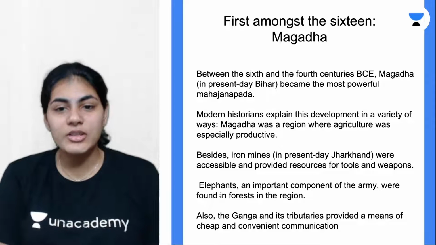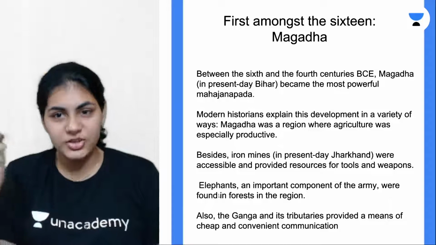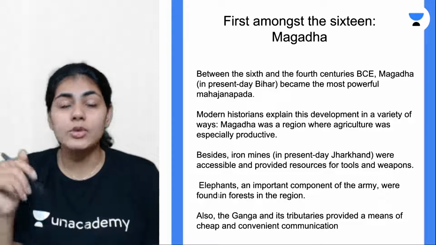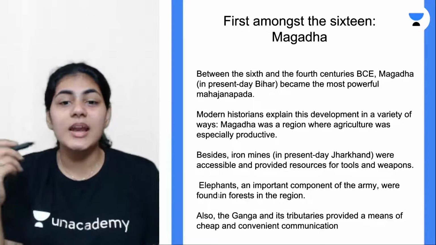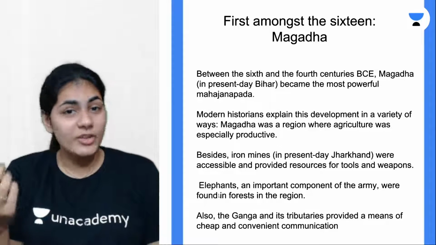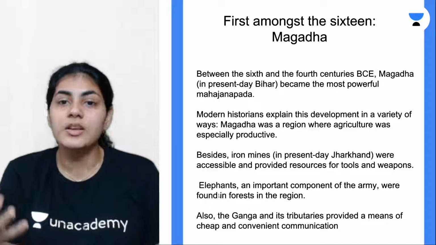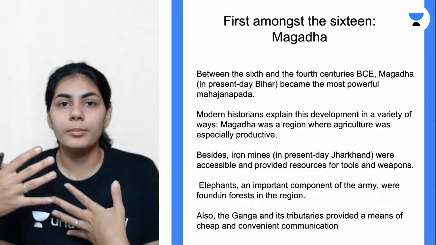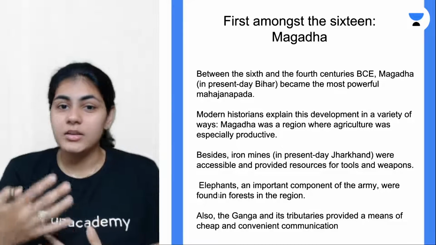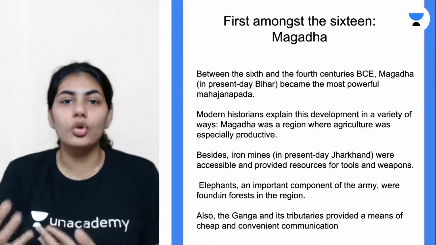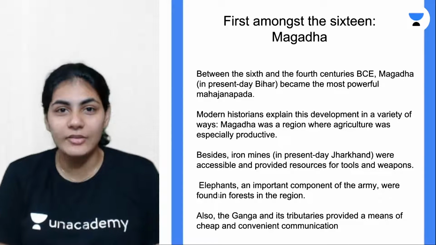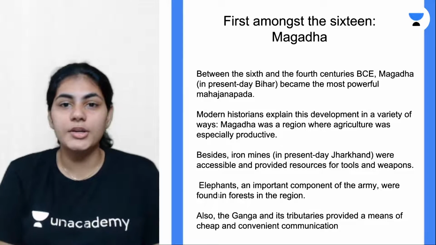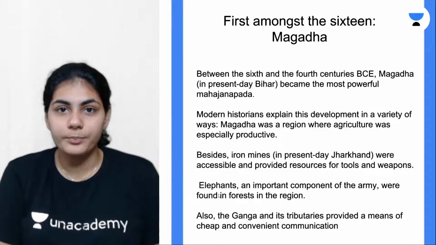And then there are elephants also available in the forest regions, right? In Bihar, West Bengal, Chhattisgarh, Jharkhand and all. There are so many forests, and in those forests there are so many elephants available. Elephants are again very, very important because they are the strongest wing of the army. Like 100 soldiers are not even equal to one elephant. So that's how elephants are very powerful and constitute an important component of the army.